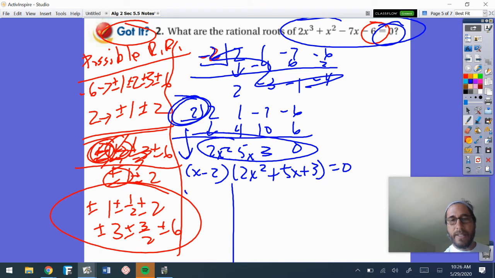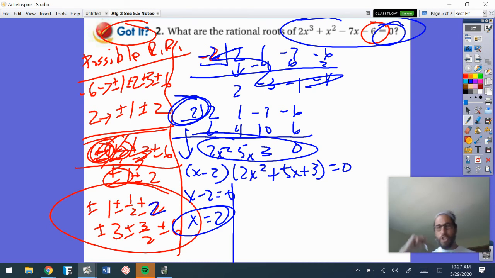Okay, right? This guy's done already. x equals 2. That's a rational root. It was right there. Sweet. All right, so now I just have to see if it's quadratic formula or not. If it's quadratic formula, I'm done. If it's not, I've got to keep on finding those other rational roots or zeros or factors. Okay, we call them all the same thing.